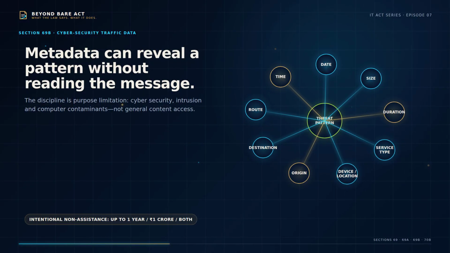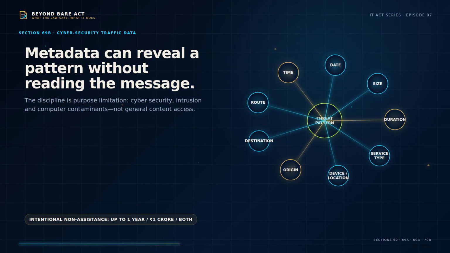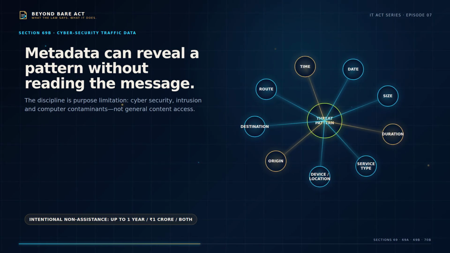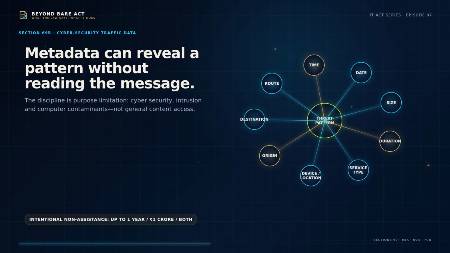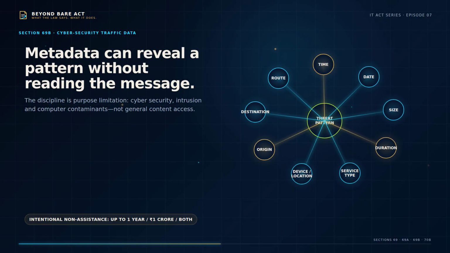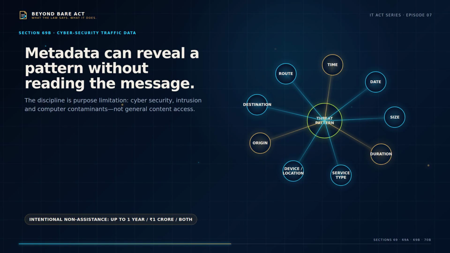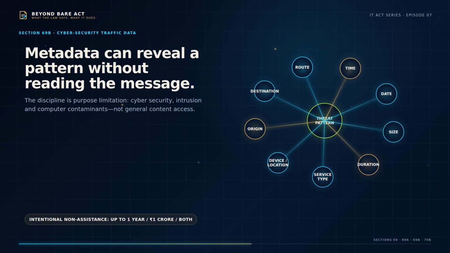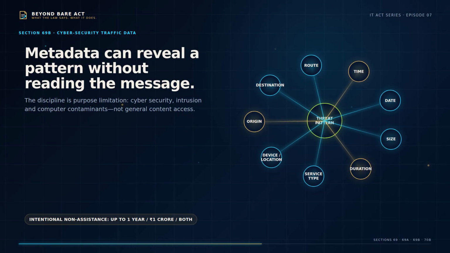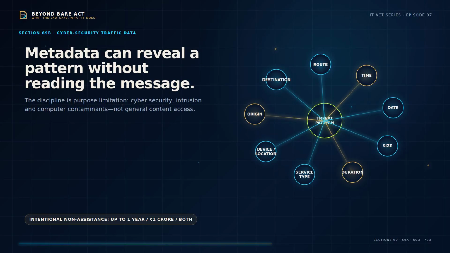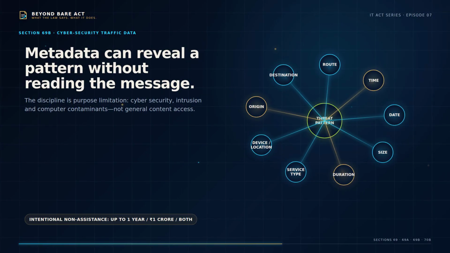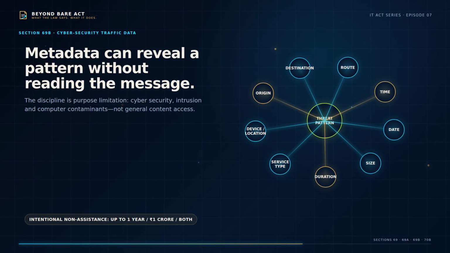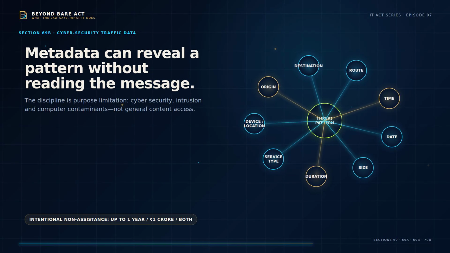But metadata is not automatically harmless. When many records are linked, they may reveal relationships, routines, devices, and locations. At the same time, traffic analysis can expose malicious infrastructure, command and control traffic, denial of service attacks, or malware propagation. The legal discipline is purpose limitation. Section 69B is not drafted as a general power to read everyone's content or investigate every offence. The 2009 traffic data rules require the authorised route, designated officers, record keeping, secrecy and destruction safeguards.